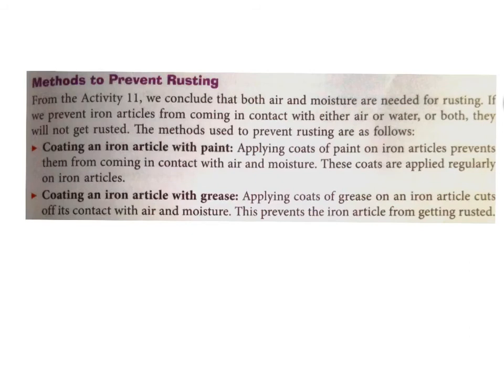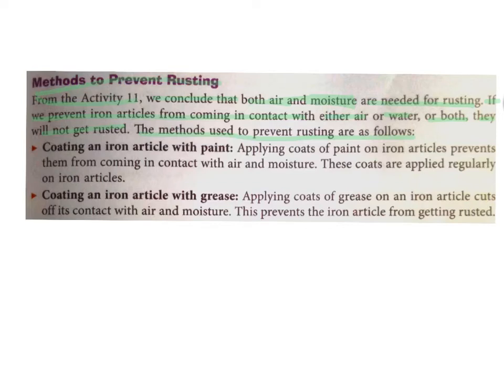Children, you know that rusting of iron is a chemical change and hence it is irreversible. Now we will see a few methods to prevent rusting. From activity 11, we conclude that both air and moisture, meaning the water content present in air, are needed for rusting. If we prevent iron articles from coming in contact with either air or water or both, they will not get rusted. The methods used to prevent rusting are as follows.